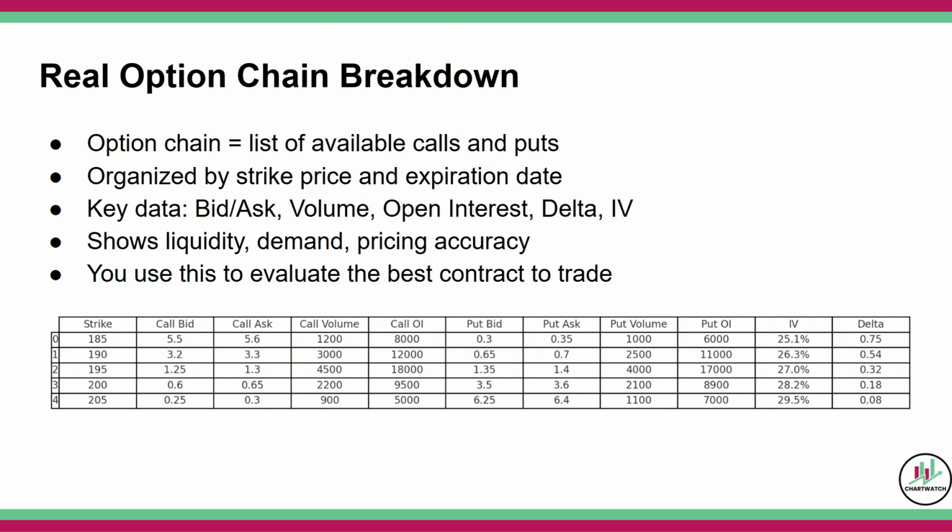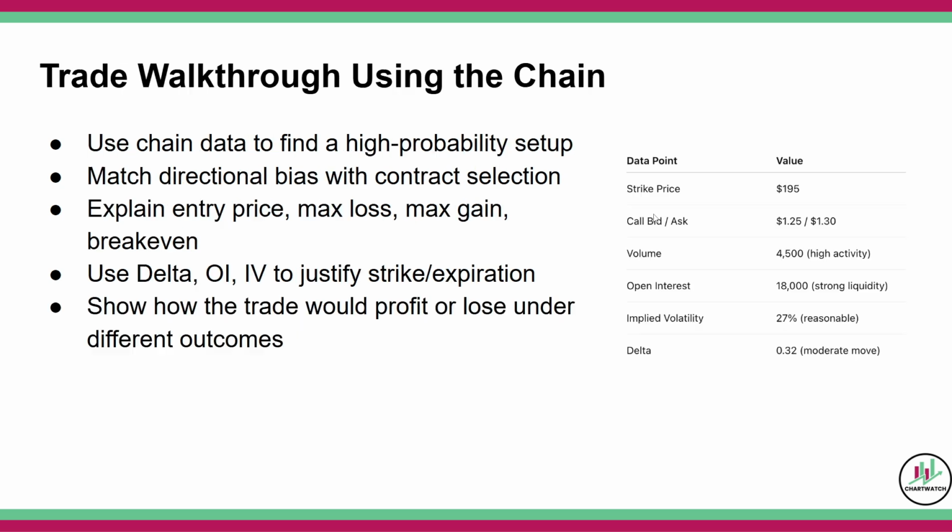And so what you're looking for, when you're analyzing the chain, you always ask: is there a tight spread? Is there enough volume and open interest to get in and out easily? Is implied volatility reasonable, or are premiums overpriced? Does the delta match your directional thesis? This is like real world research, and it separates option traders from gamblers. Looking at the option chain is very, very important.